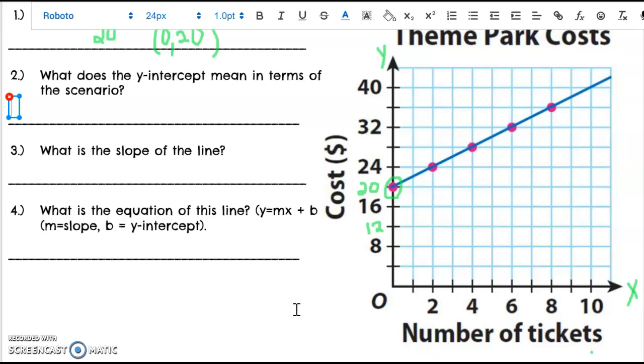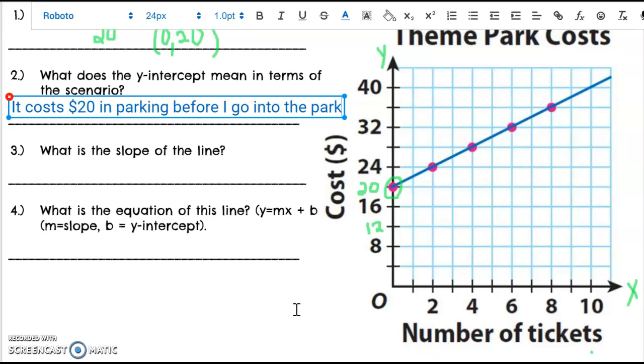I am just going to say it costs $20 in parking before I go into the park. Bam, that's what that stands for.